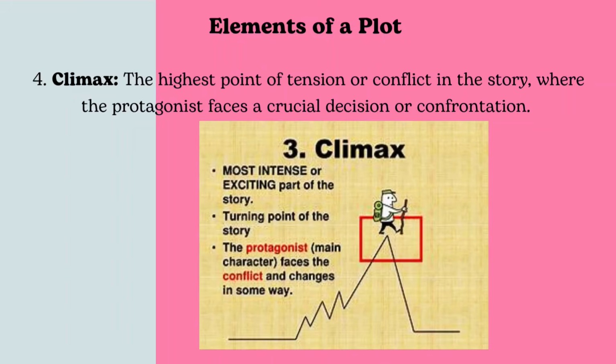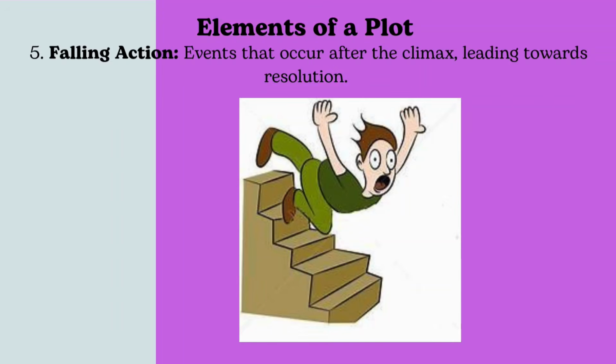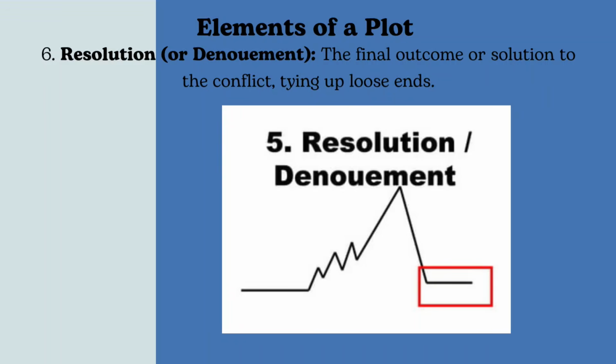Number 4 is the climax. This is the highest point of tension or conflict in the story, where the protagonist faces a crucial decision or confrontation. Number 5 is the falling action. This is where the events occur after the climax, leading towards resolution. And number 6 is the resolution or the denouement, the final outcome or solution to the conflict, tying up loose ends.